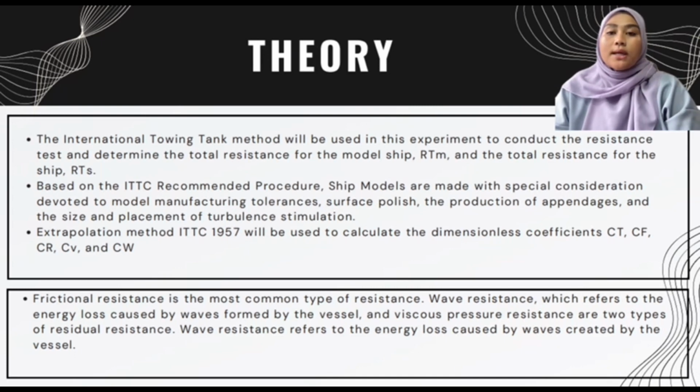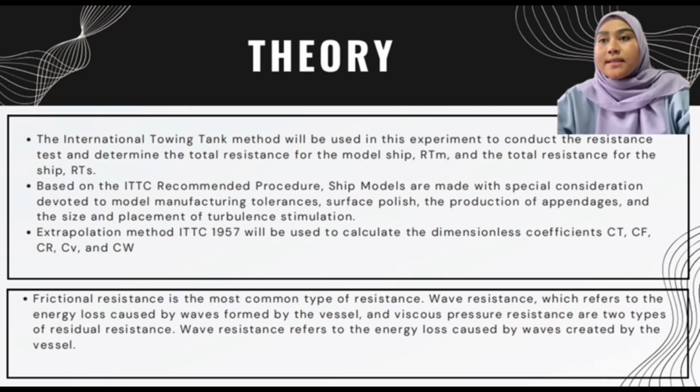In calm water, the total resistance can be divided into three major components, which are frictional resistance, residual resistance, and air resistance. Frictional resistance is the most common type of resistance. Wave resistance refers to the energy loss caused by the waves formed by the vessel. And viscous pressure resistance and wave resistance are the two types of residual resistance.